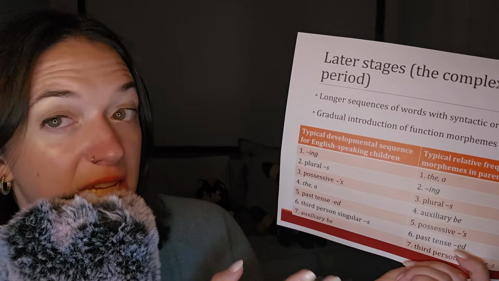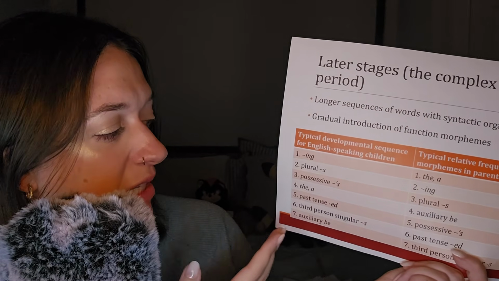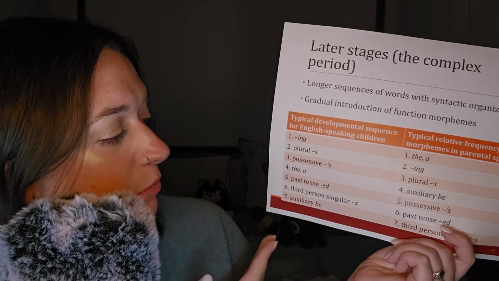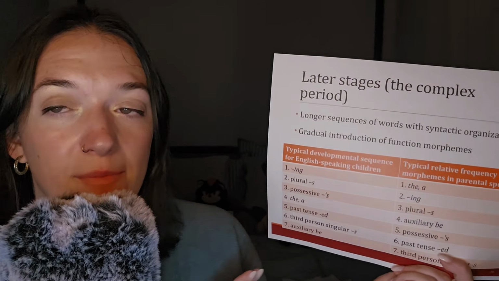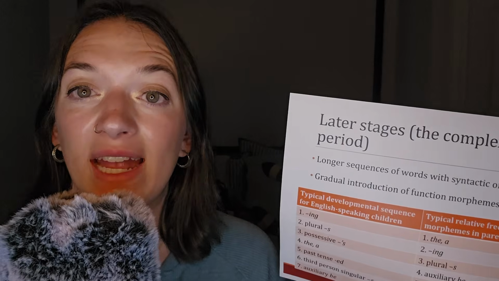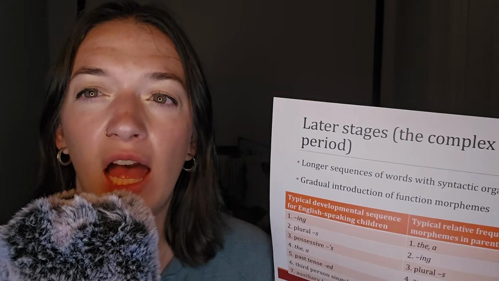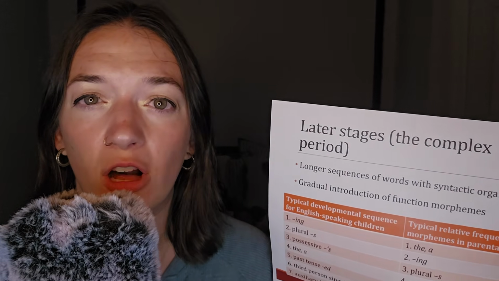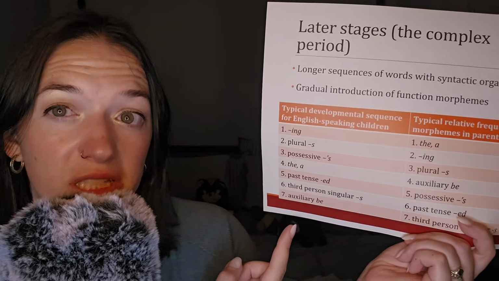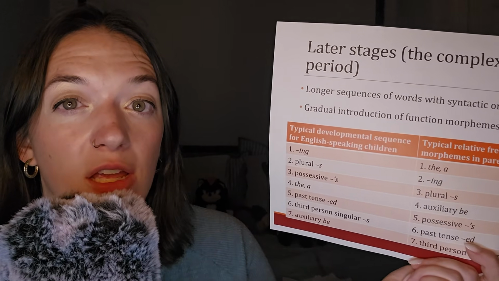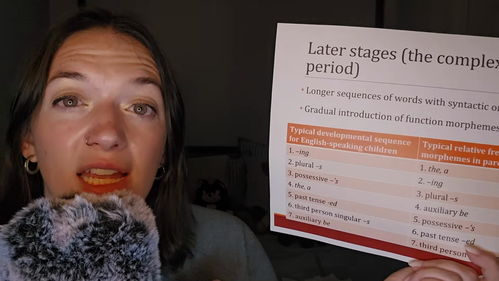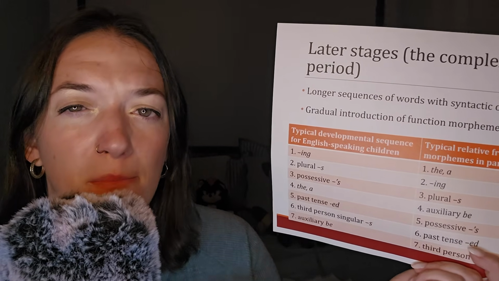Past tense ed comes a little bit later, then third person singular s, and finally auxiliary be. So they might say I tired, I hungry, I want for a long time, and then eventually they acquire the ability to say I am tired, I am hungry, he is mean.